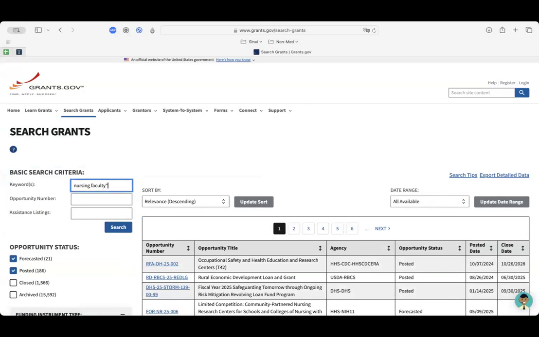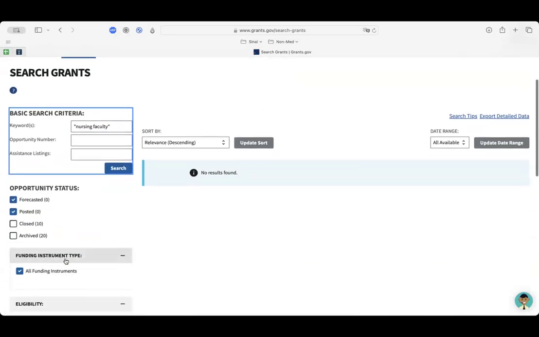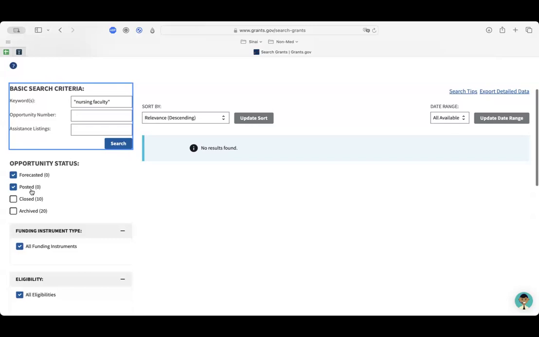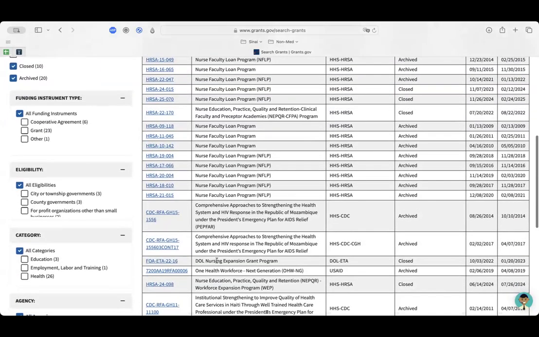Let's put nursing and faculty together, do that search, and you'll find there are 0 forecasted, 0 posted, but 10 closed and 20 archived. So what we're going to do is check closed and remove the other ones. And what this allows you to do is to see all of the federal funding programs that are not currently accepting applications, but are also recent enough that they haven't been archived. You can look at the archived. You'll see a few more.